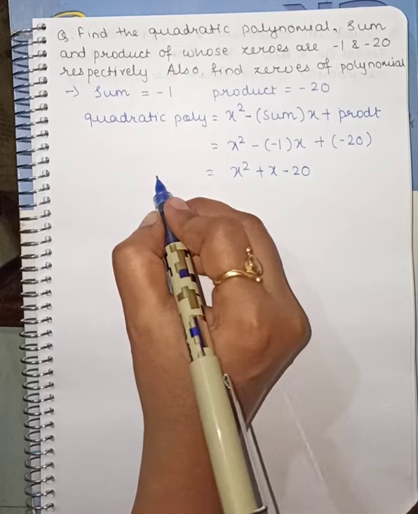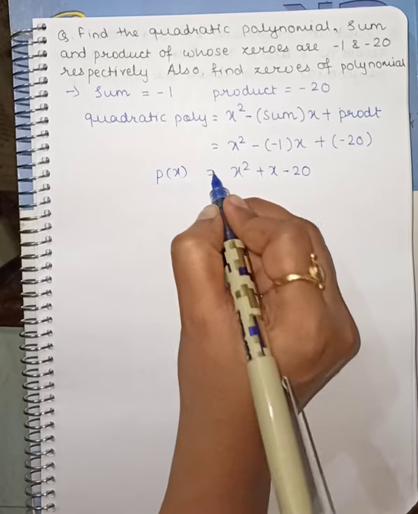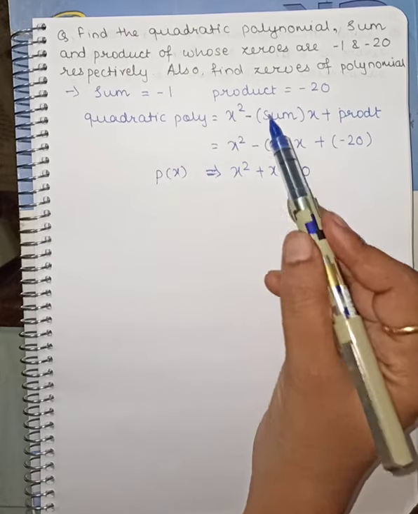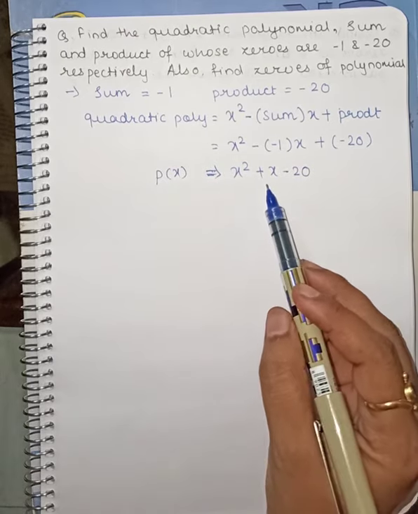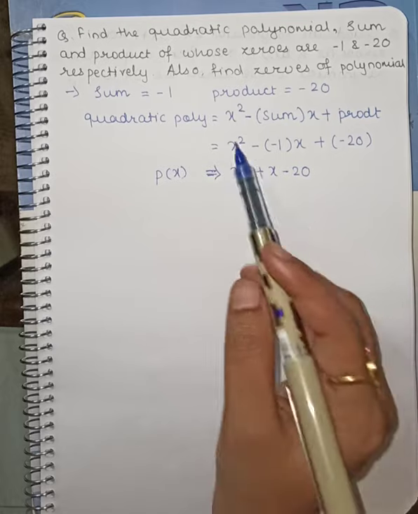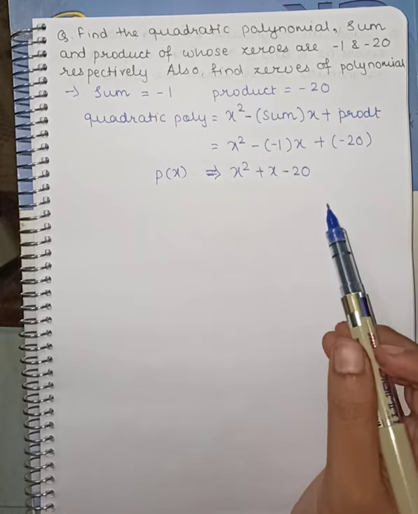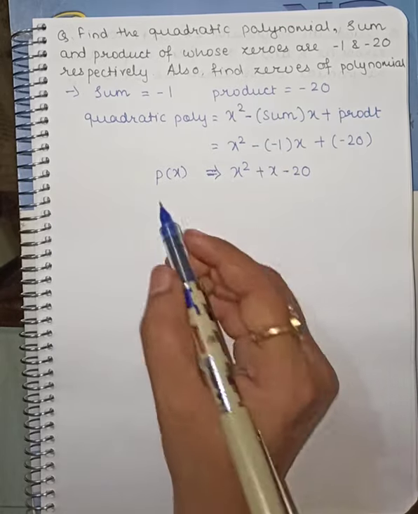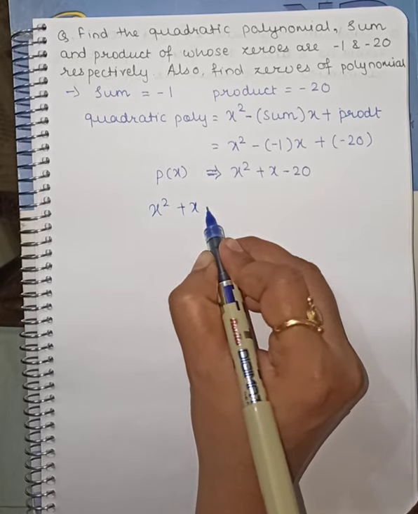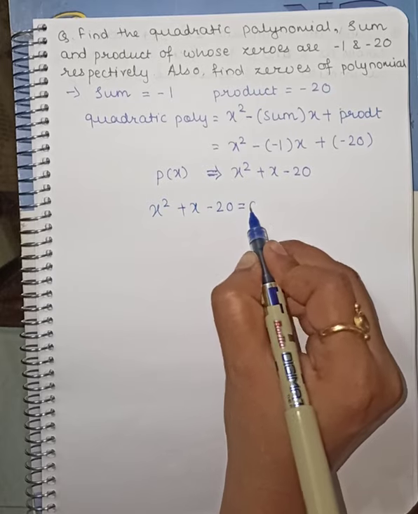So this is my quadratic polynomial if I name it as p of x. So my quadratic polynomial formed after putting the values of sum and the product is x square plus x minus 20. Okay, now the next part, we have to also find the zeros of the obtained quadratic polynomial. So for finding the zeros, we will equate it with 0. So x square plus x minus 20 is equal to 0.